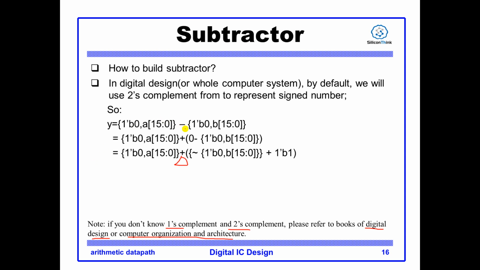So for subtractor, if you want to do A sub B, the output value must be a signed value. So the sub can look like something that adds a negative value. Sub equals add the negative value of B.